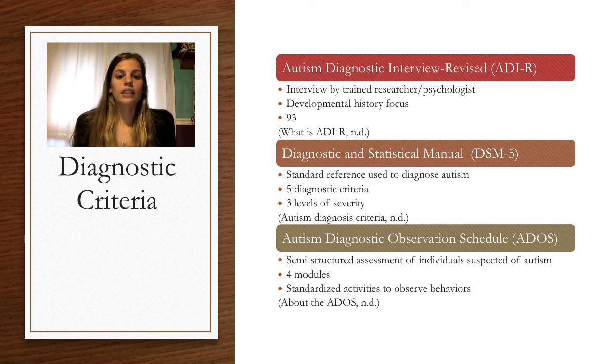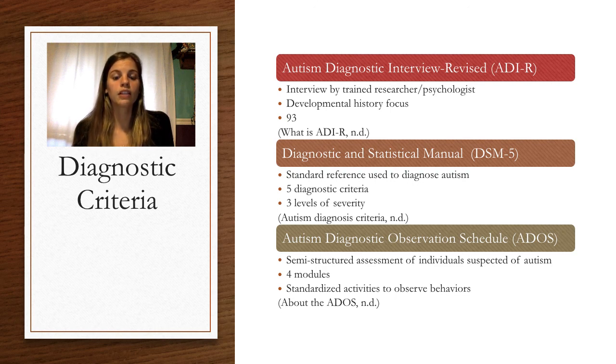The last assessment is the Autism Diagnostic Observation Schedule, or ADOS. This is a semi-structured assessment of communication, social interaction, and play for individuals suspected of having autism or other pervasive developmental disorders. There are 4 different modules used to assess the individual, and each one is appropriate for children and adults of differing developmental and language levels.